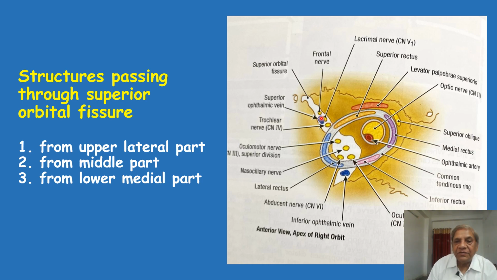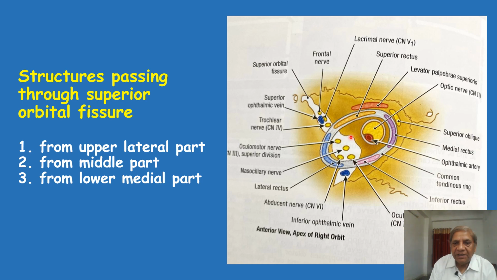There is a vein which is called the superior ophthalmic vein. So these are the structures which are present in the upper lateral part. Just revise what are those four structures which are present in the upper lateral part of the superior orbital fissure.